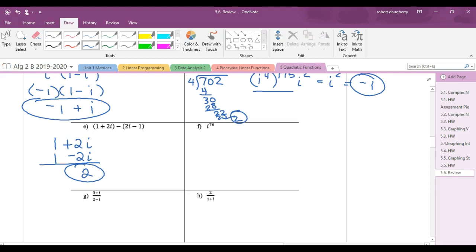i to the 76th power. So 4 goes into 76, goes in there 1 time. 4 goes into the rest 9 times. Remainder is 0. Okay, so this tells me my answer is just going to be i to the 0, which is 1.